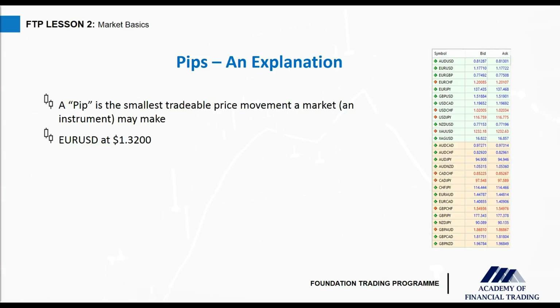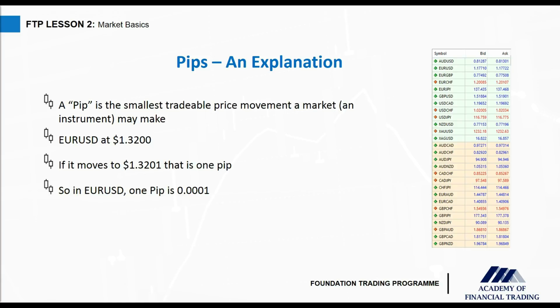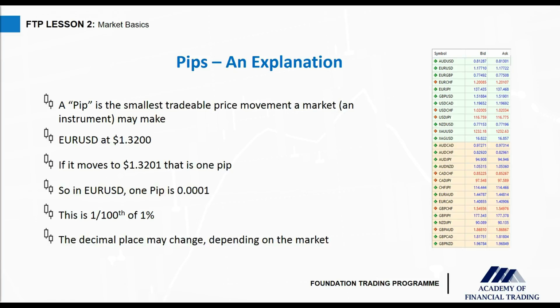And we're going to say that it moves 1.320, that is 1 pip. So in the euro USD, 1 pip is 0.0001. So what is this? This is 1/100th of 1%. Now, the decimal place may change depending on the market.